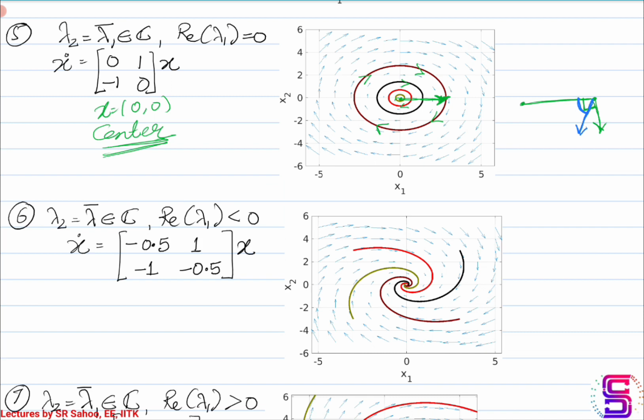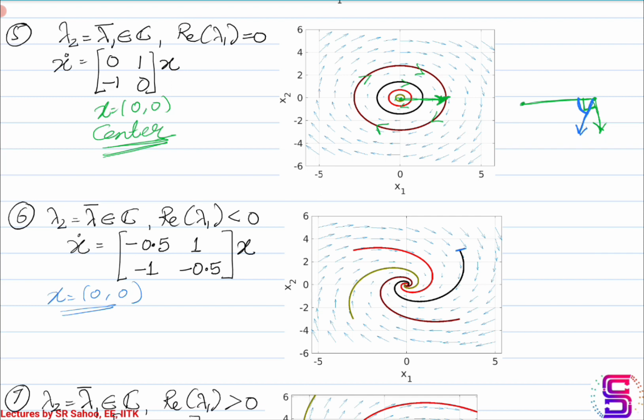For example, the black trajectory here started somewhere here, and because of the vectors, it is pointing inwards and going to smaller and smaller circles, due to which its distance from the origin reduces, and it finally reaches the origin as t approaches infinity. And notice here that the origin is again the equilibrium point. Similar thing happens for the red, green, and the brown trajectories as well, for their corresponding initial conditions. As the trajectory evolves, the distance from the origin to a point on the trajectory keeps on reducing.